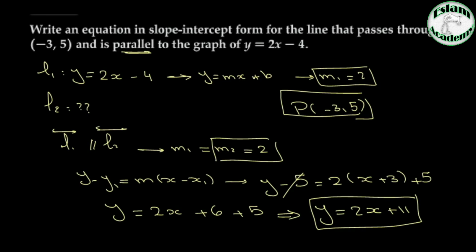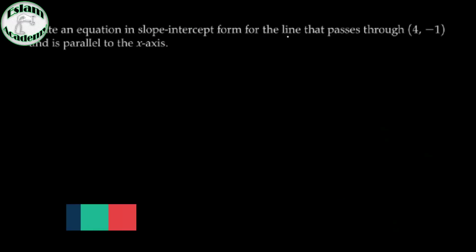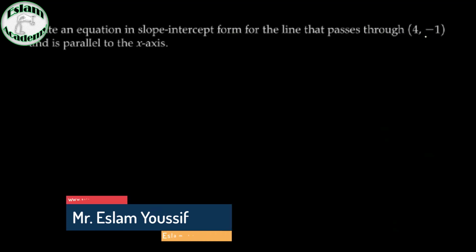So again, to write the equation, at first we use the given equation to find the slope. From the slope, which equals 2, we can find m2. Because the two lines are parallel, m1 equals m2 equals 2. Now we have a slope and a point, so we use the point-slope form to write the equation of a line.